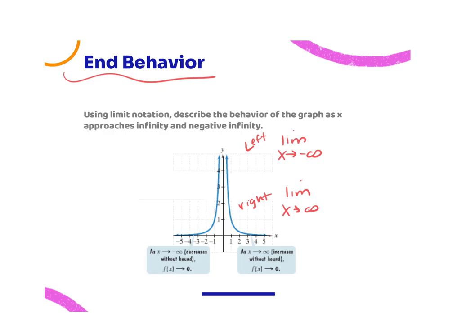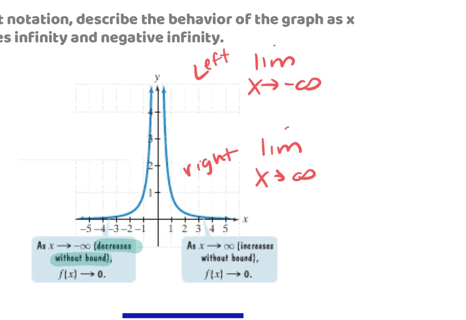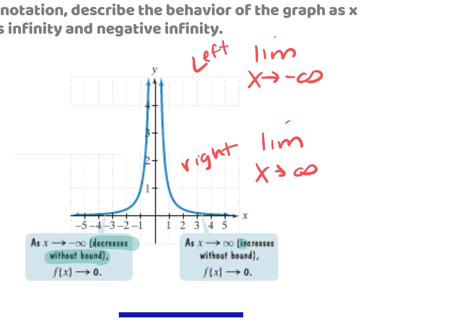You will also see words such as "as the input decreases without bound," which means left-hand behavior, or "the limit as the input increases without bound," which means the right-hand behavior.